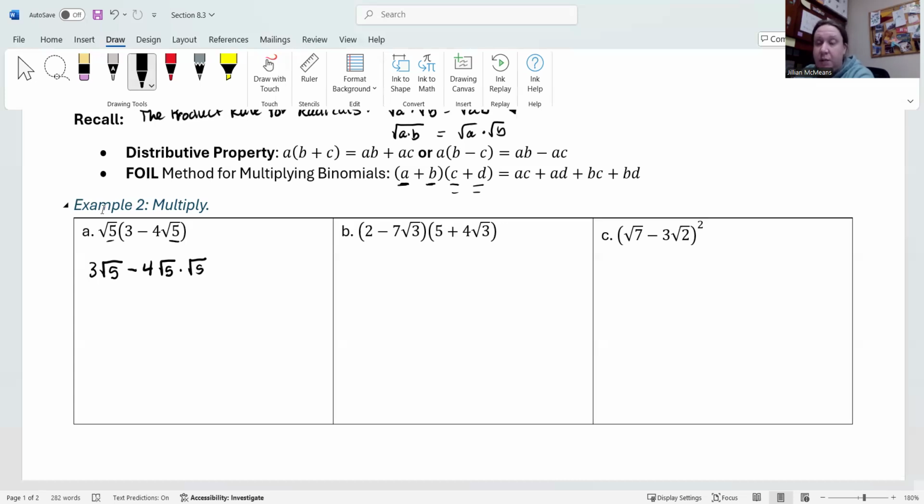And this is where we can apply the product rule for radicals, okay? 3 square root 5 is just going to be 3 square root 5 for now. -4 is just going to be -4. But the square root of 5 times itself can be pushed under one radical.